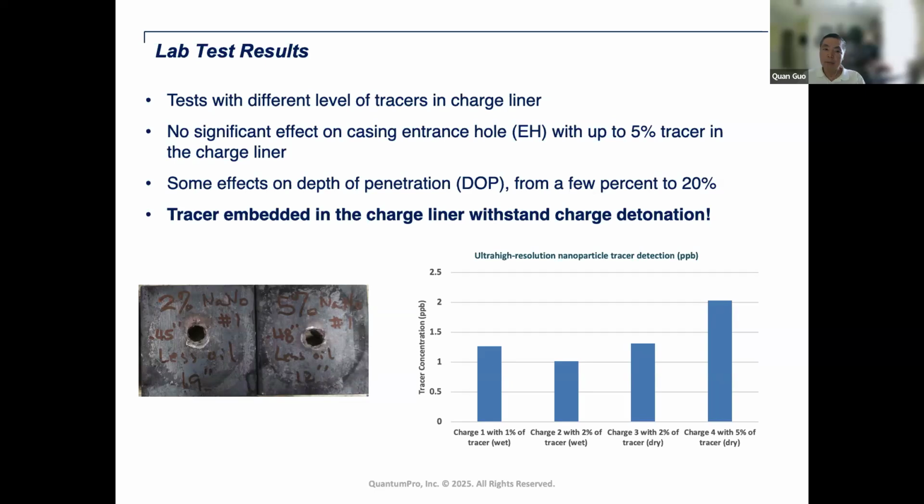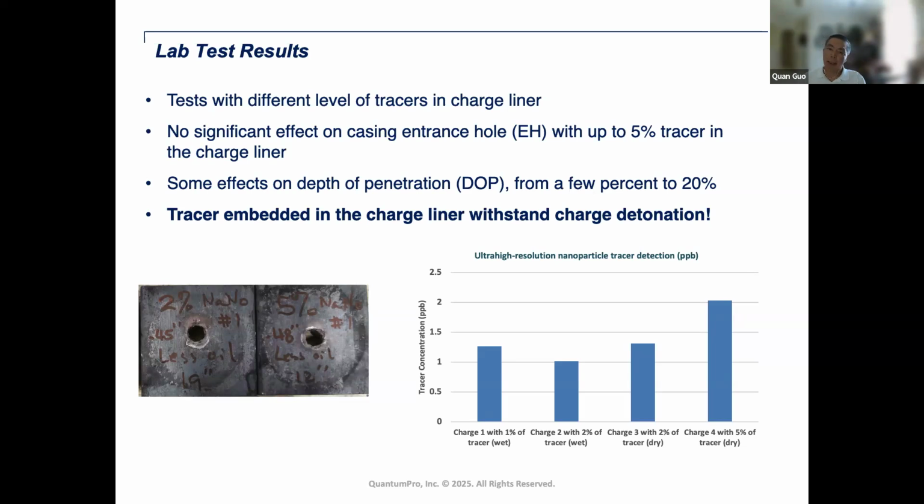But more significantly, testing on the samples collected from the perforated core confirmed that the tracers embedded in the charge liners withstood the charge detonation. This is very significant because other materials couldn't survive the charge detonation. Here I show a couple of examples of the casing entrance hole. And here is the tracer recovery concentration in parts per billion for charges with 1%, 2%, and 5% of the charge liner materials.